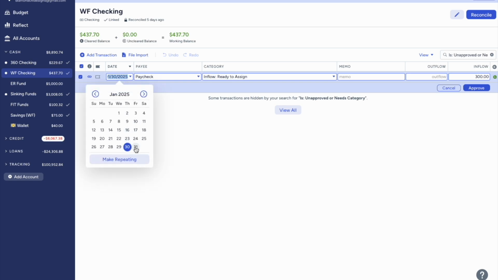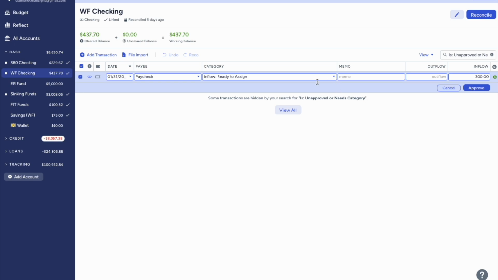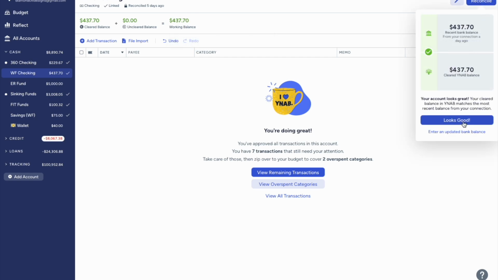So I'm going to change this date. It cleared on the 31st. I've got it titled paycheck. It's an inflow. I'm going to approve this. And then this balance matches my bank balance. So I'm going to reconcile that account.